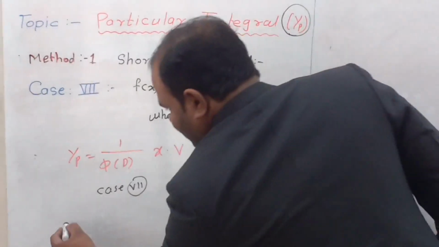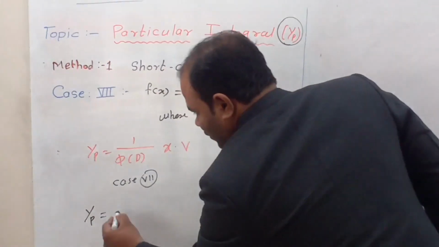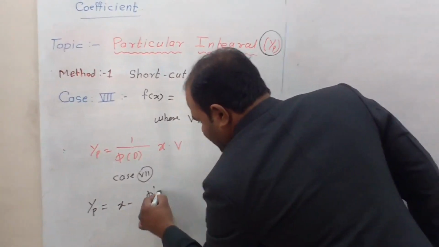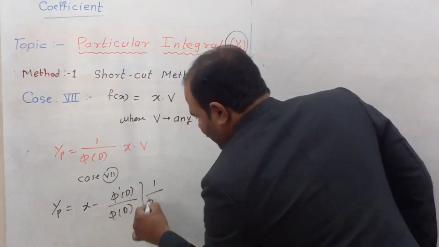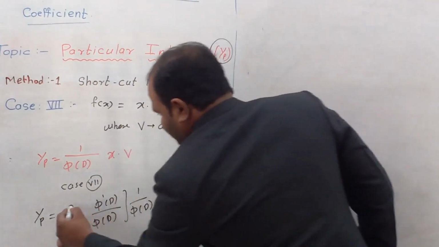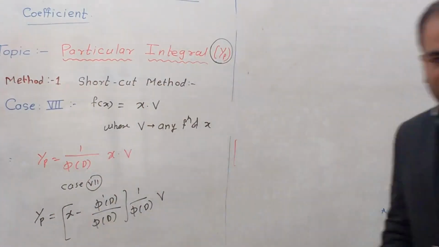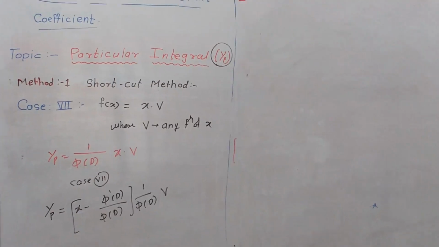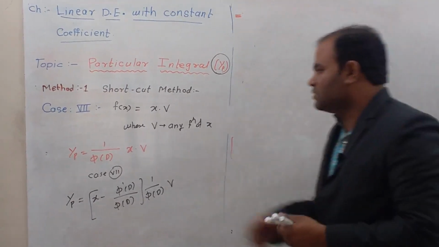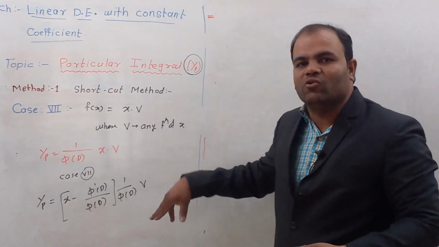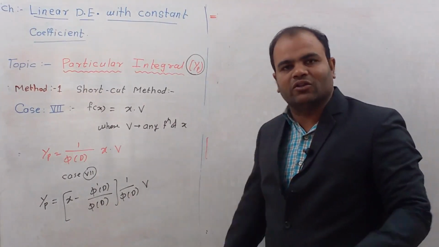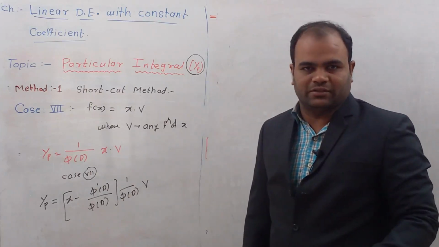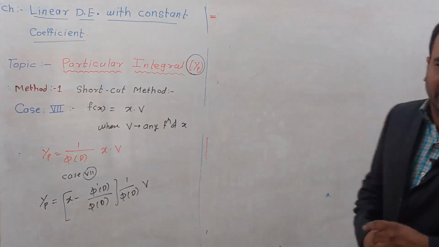So for case number 7, yp is equal to x minus phi dash D upon phi of D into 1 upon phi of D into v. This is the equation which can be applied for case number 7. It means case number 7 is converted into one of cases 1, 2, 3 or 4. Then we solve the numerical on the basis of these 4 cases, and then we get the particular integral.